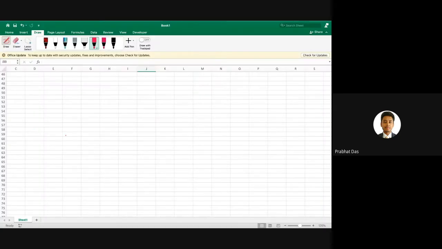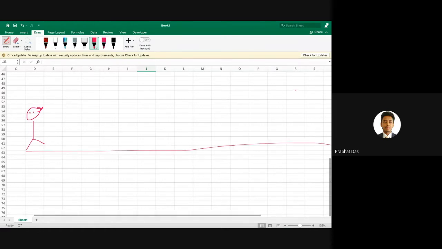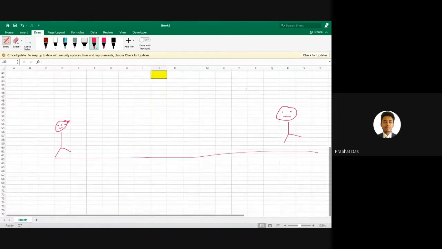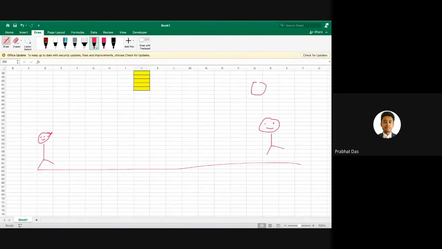For example, let's say this is Rishi Saikya, and this is his friend Arman Das. Rishi Saikya wants to visit Arman Das.